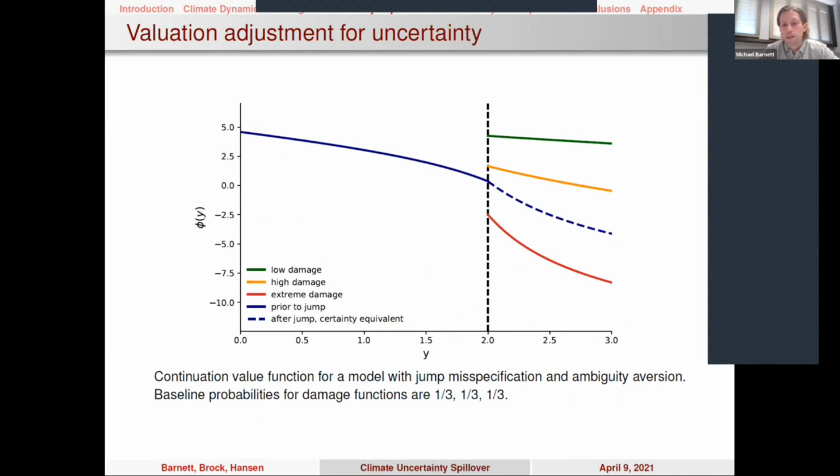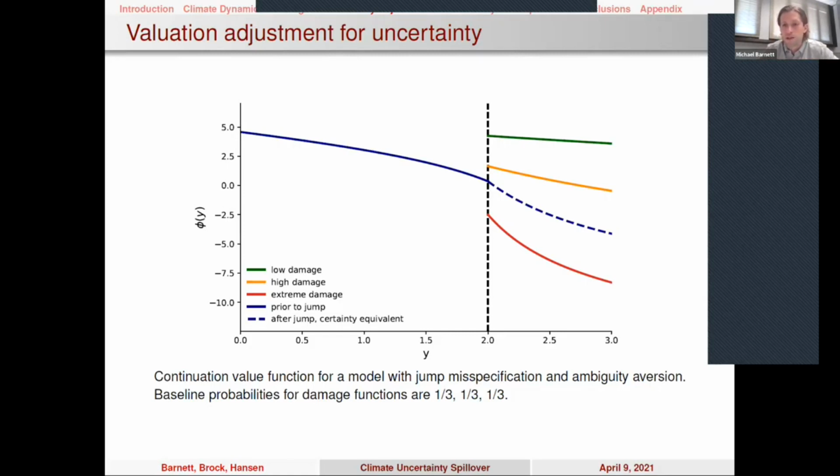At the 2-degree threshold, we have this dashed black line. On the left-hand side of that, we have a solid blue line, which is the value function, or the welfare, the continuation value for our social planner here. On the right-hand side of that line, we have a dashed line, which is the certainty equivalent for the value function, essentially what the planner expects to happen after this jump where the curvature is revealed.